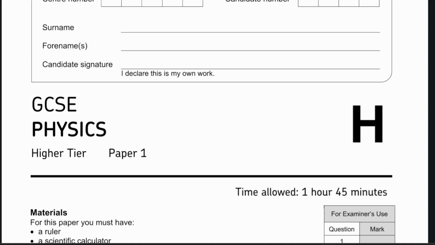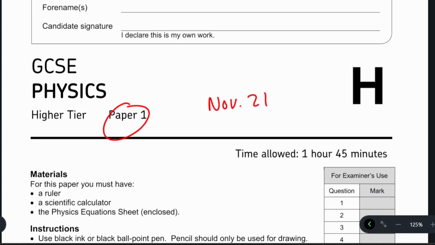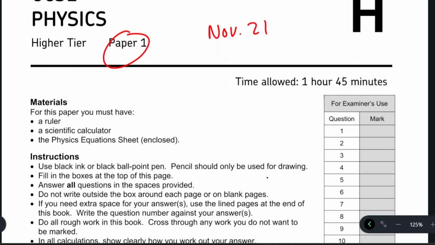Okay, so welcome to this video on a past paper. This time we're doing the GCSE Physics higher tier paper, the first paper, so paper 1 of the November 21 exam series. If there's anything in this paper which you would like me to go into in more detail in a separate video, please let me know. But other than that, let's get straight into it.